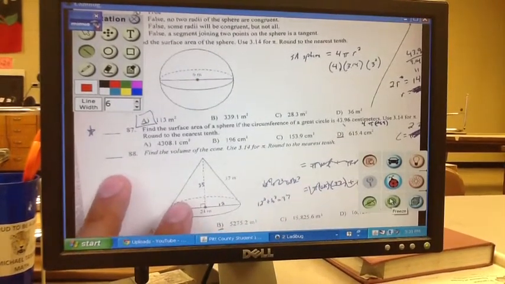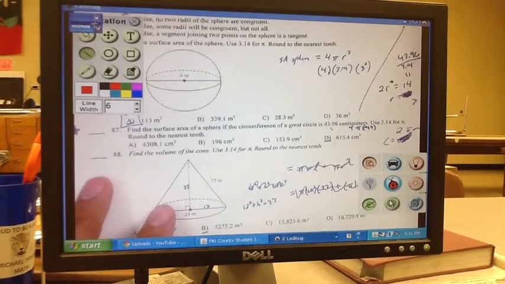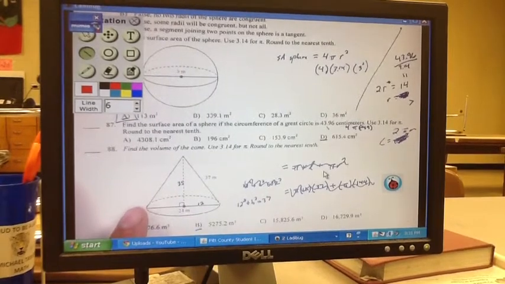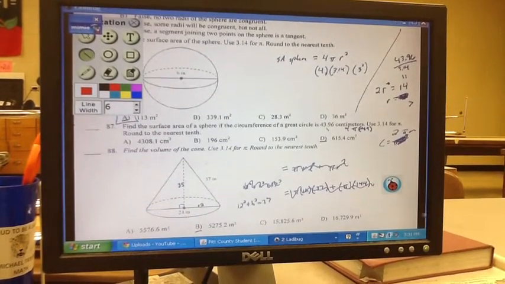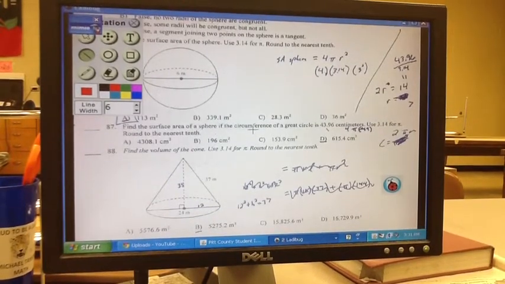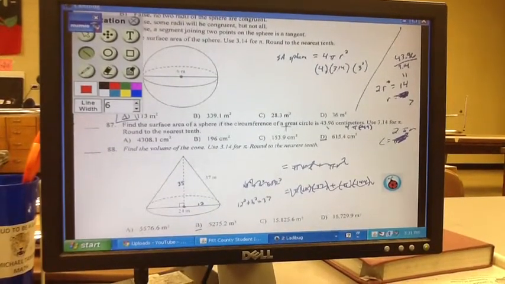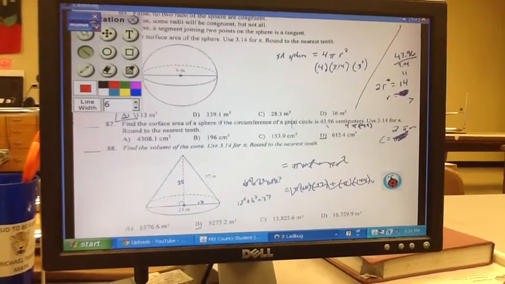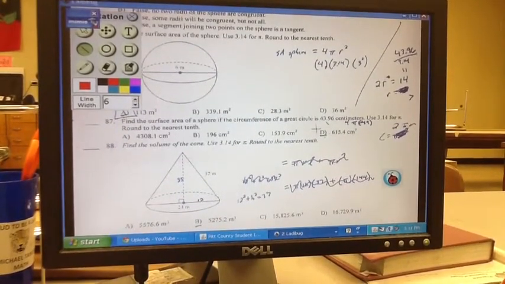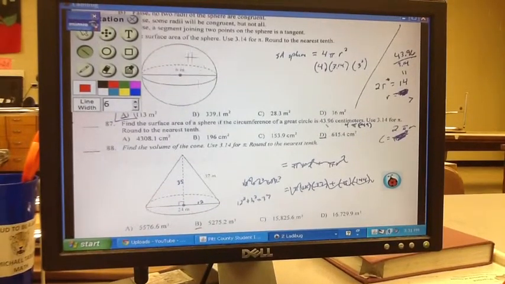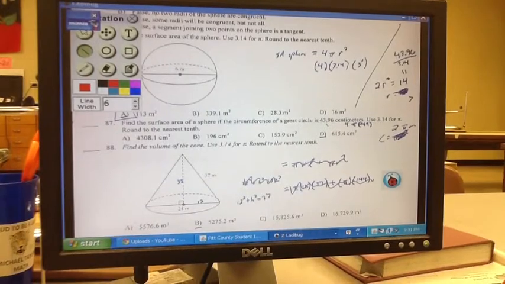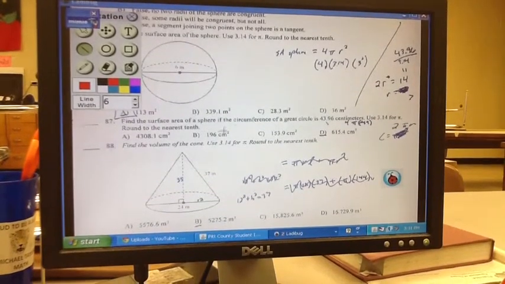Alright, I got 87 starred. 87 actually took me a little while. I had the wrong formula, but I'll give you the right one so you won't have to worry. Find the surface area of a sphere. So we're talking about a sphere again with the circumference in the gray circle. That gray circle just means that circle they have labeled here that's in the exact middle. So that's the only thing they're going to give us, the circumference of that middle circle. It says use 3.14 and round to the nearest tenth.